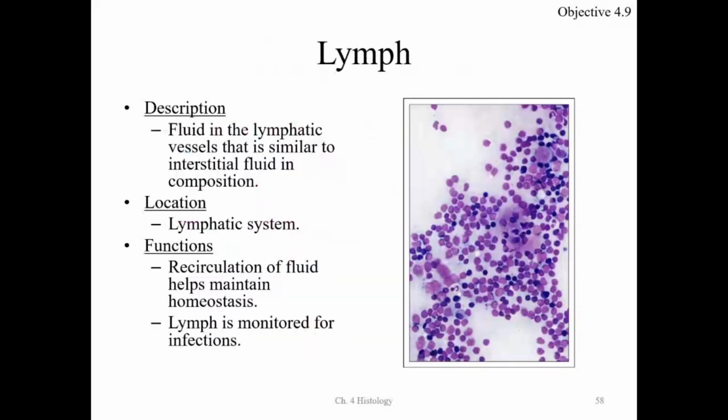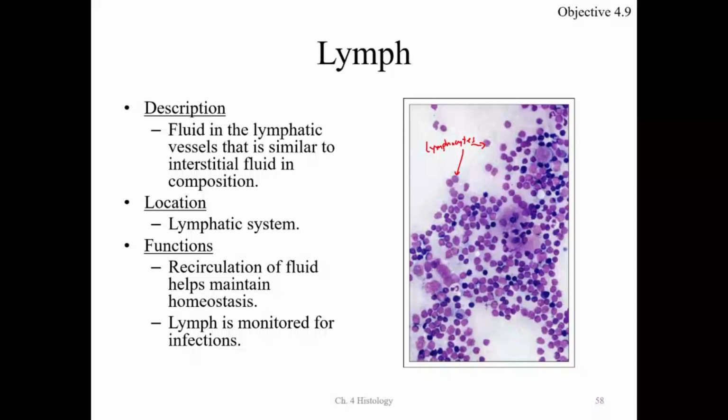Now, lymph. This is the only image I have of lymph. Lymph is a fluid. What this picture is, is lymphocytes. What they did is they took a needle and stuck it in the lymph node, drew the fluid out, and squirted it out. It's called a lymph node aspirate. So these are all lymphocytes. Basically, what we have is lymphocytes suspended in a fluid. Okay?